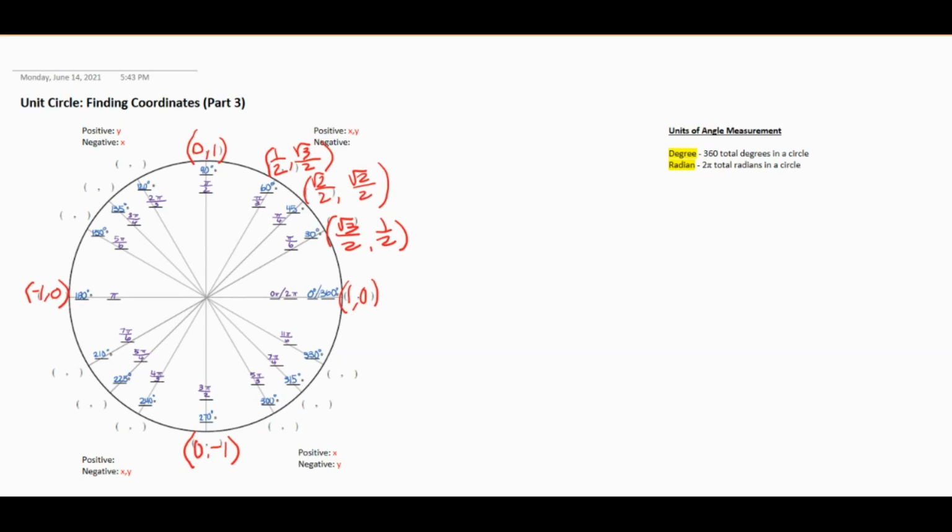Once you have quadrant 1 filled out, it is quite easy to fill out the rest of the quadrants. The other quadrants build off of quadrant 1. So if you remember quadrant 1 and its coordinates, you will be able to solve for all the rest of the coordinates in the other quadrants. As you can see, we have quadrant 2 filled in. We have negative 1/2 comma root 3 over 2 as a reference angle of 60 degrees. We have negative root 2 over 2 comma root 2 over 2 as a reference angle to 45 degrees. And we have negative root 3 over 2 comma 1/2 as a reference angle to 30 degrees.